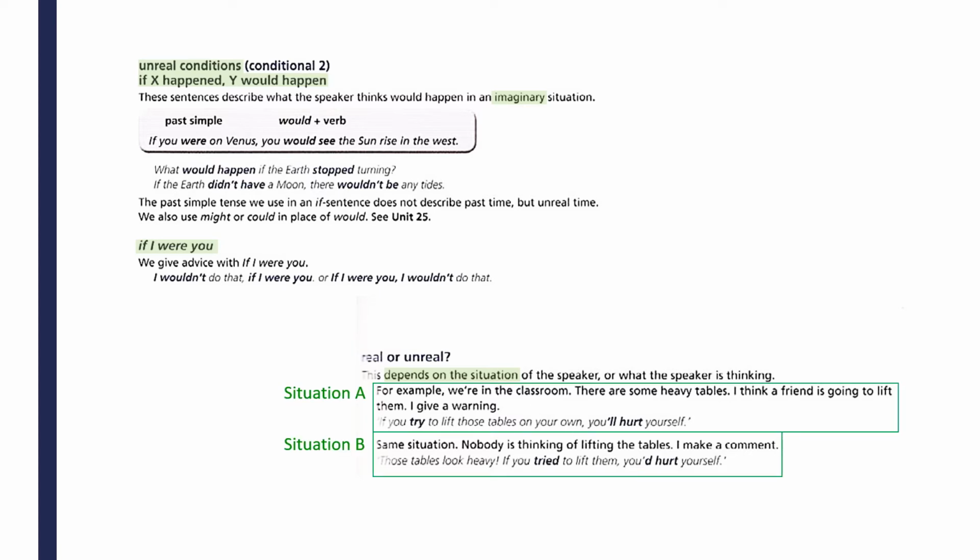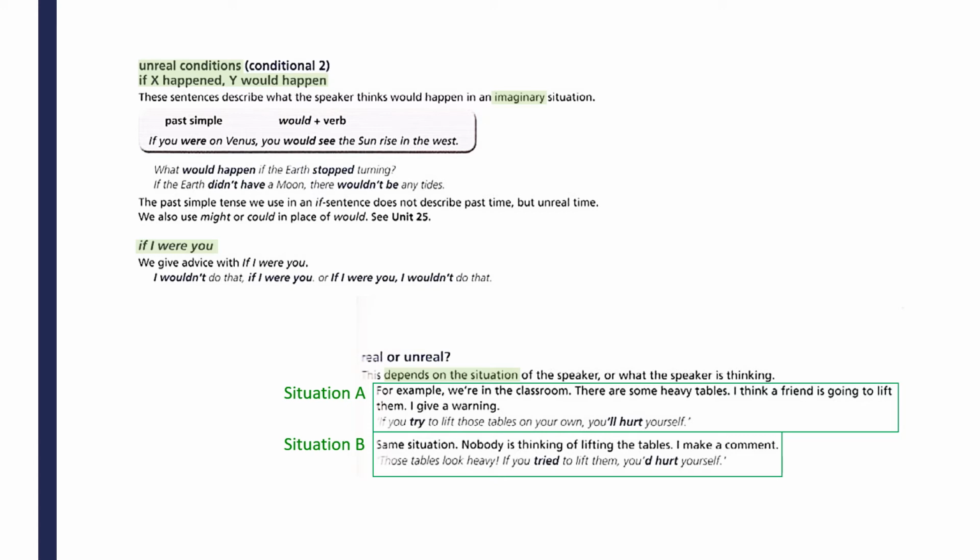In situation A, I think that a friend is going to lift some tables. So I tell him, "If you try to lift those tables on your own, you will hurt yourself." Which means, I think you are going to do it, so I say, if you do this action, the very possible result is you will hurt yourself.